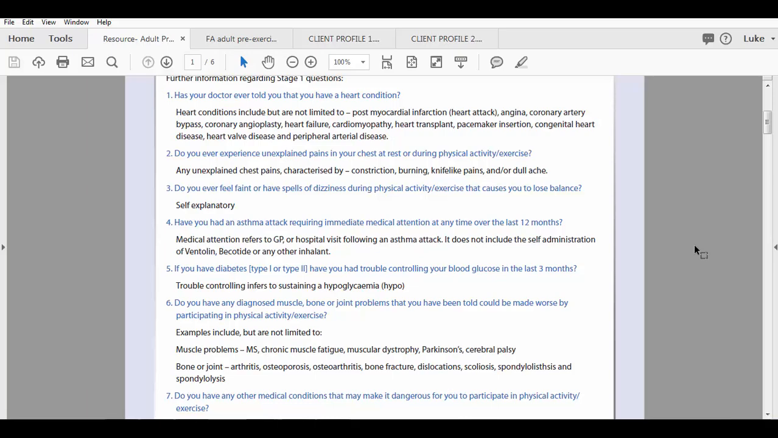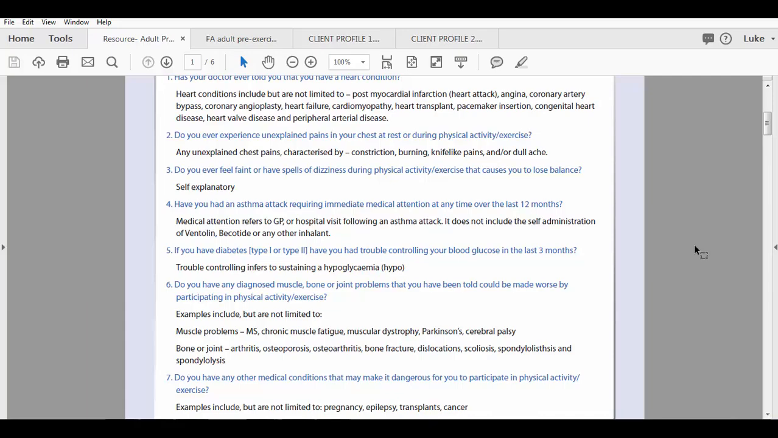Again, do you have any diagnosed muscle, bone, or joint problems that could have been made worse by participating in physical activity or exercise? So this could be muscle problems, it could be MS, it could be chronic muscle fatigue, muscular dystrophy, Parkinson's, cerebral palsy. It could be bone and joint related, arthritis, osteoarthritis, fractures, dislocations, scoliosis, etc. So again, if you experience anything like this, yes, or if not, then we get a no there, circle a no.